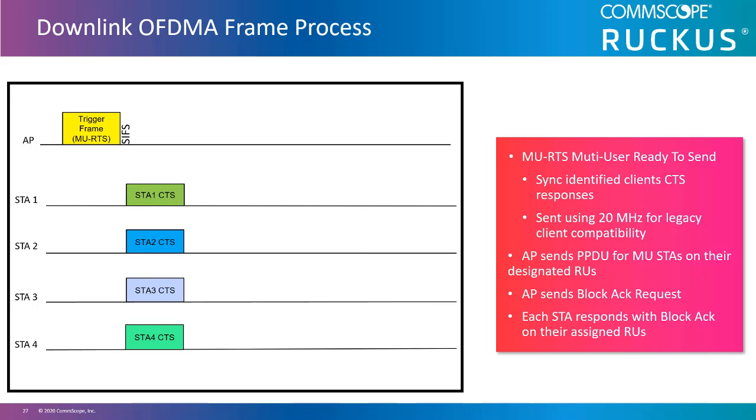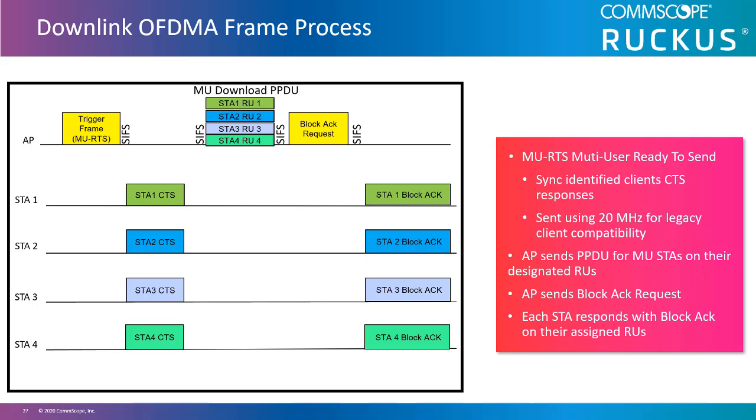Once received by the identified STAs, each will send a clear to send back to the AP on their designated RUs. The AP will then forward the data to each STA simultaneously on the STA's assigned RUs. Once complete, the AP will then send a block ACK request, again using the whole channel, and then each STA will send its block ACK back to the AP along their assigned RUs.